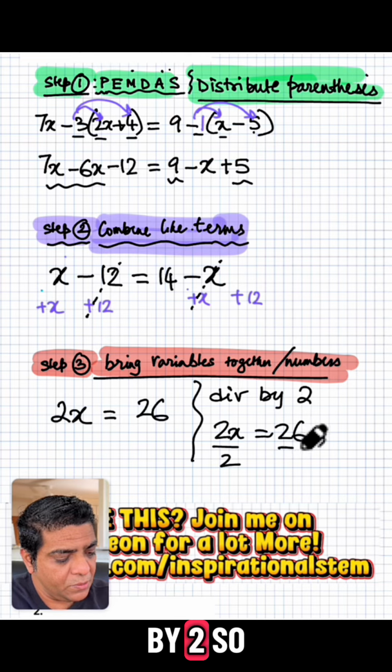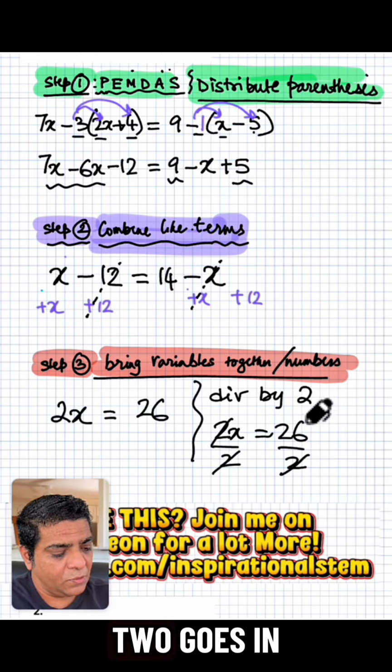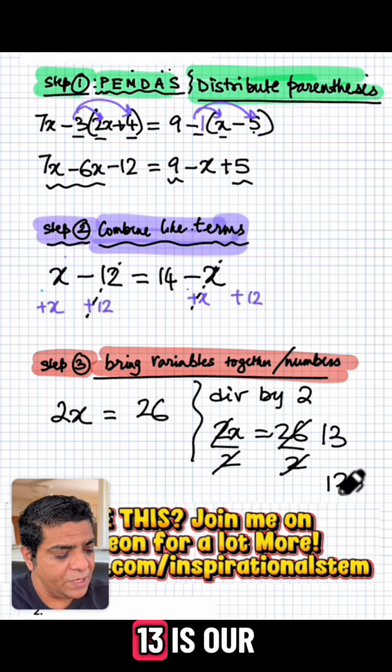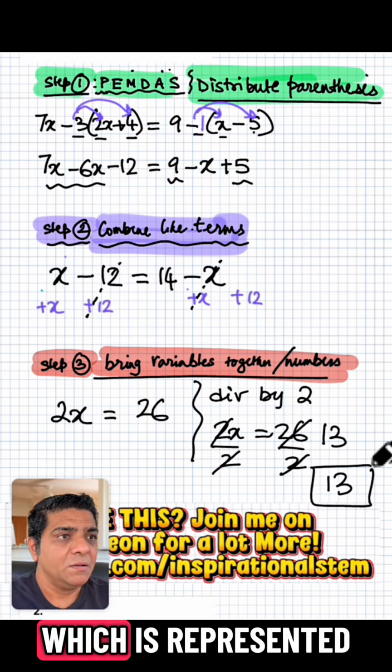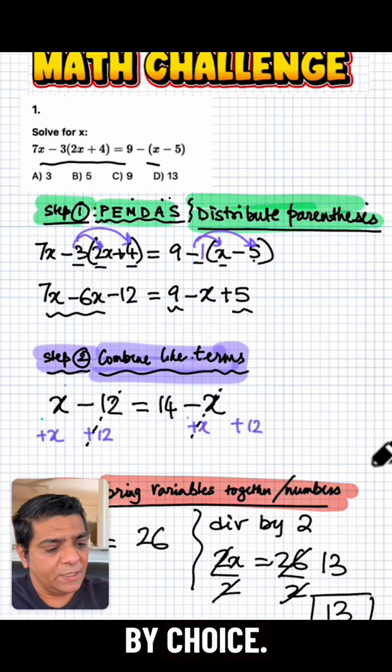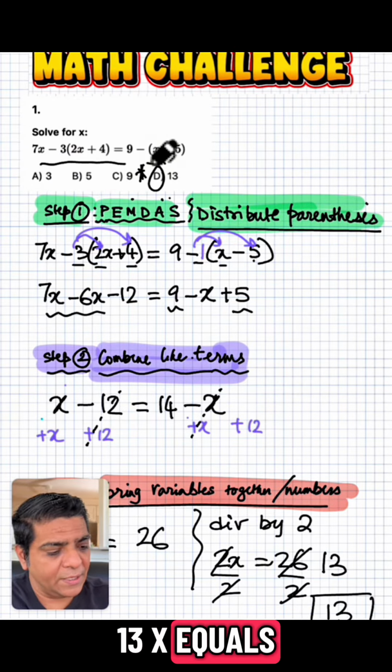Divide both sides by 2, so the 2's will cancel on the left. 2 goes into 26 13 times. So we have 13 as our final answer, which is represented by choice D. Here is 13: x equals 13.